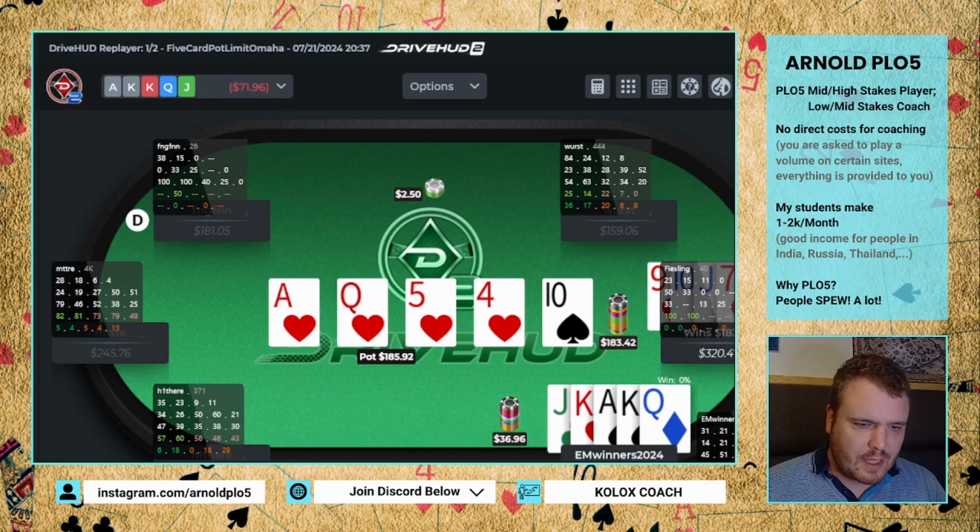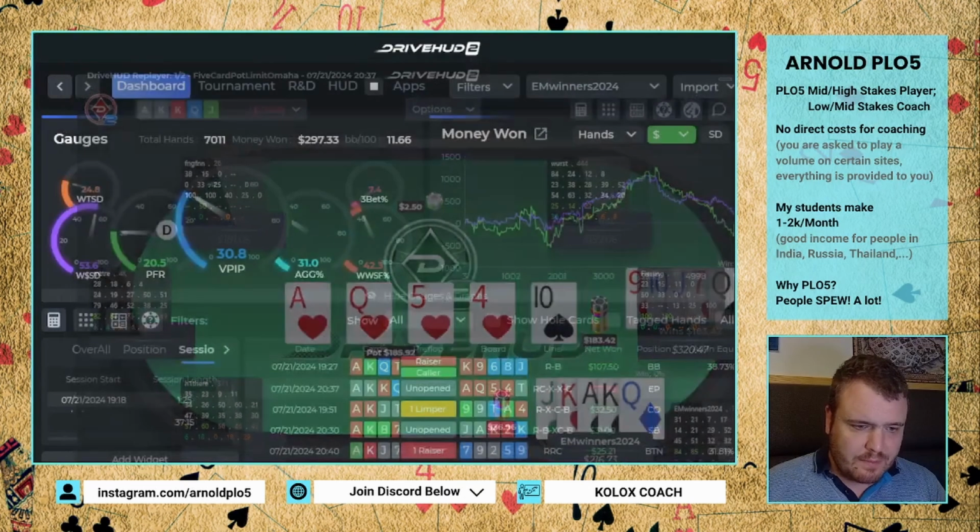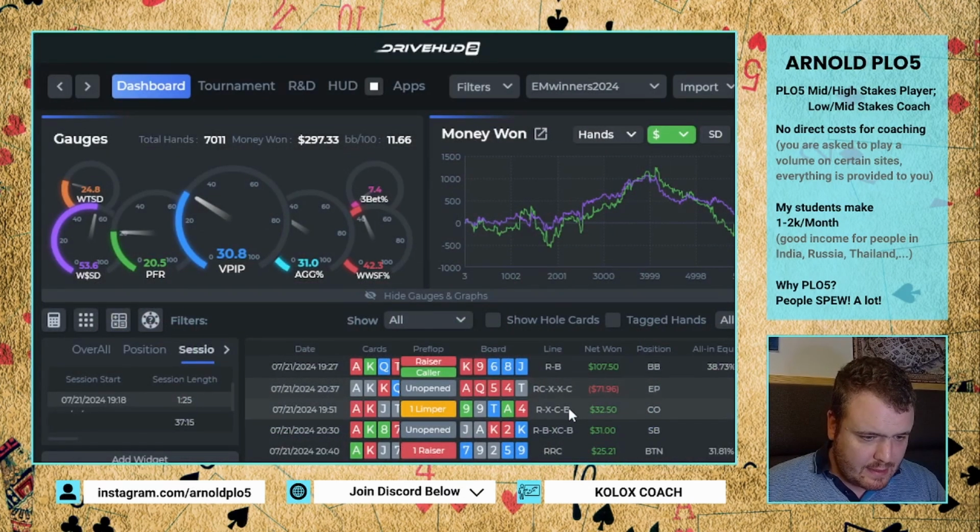Small flush. And it's a perfectly fine 3-bet. Yeah. Okay. Then next hand.